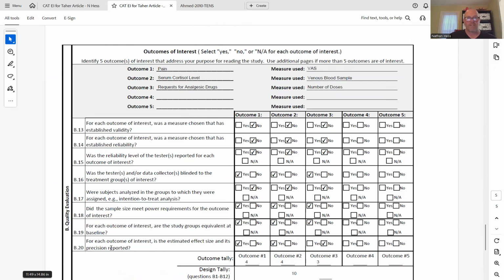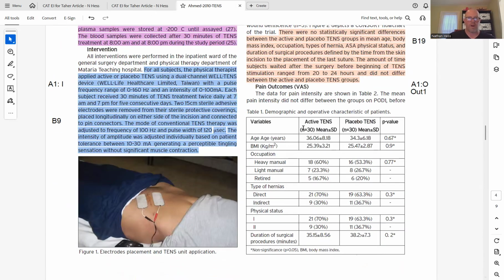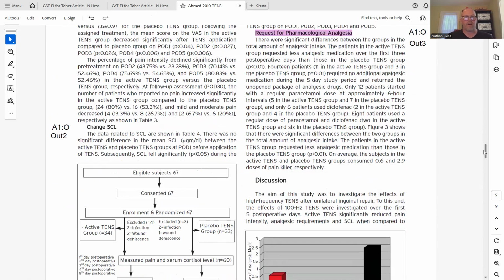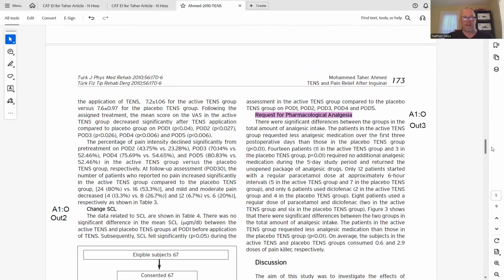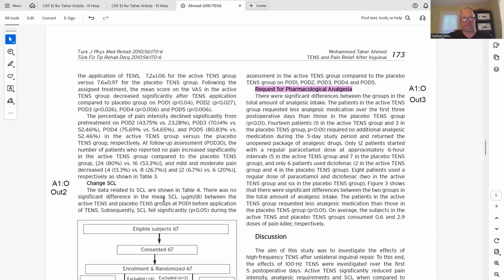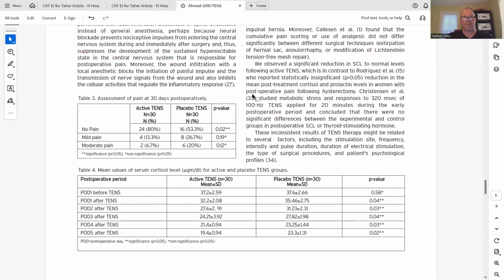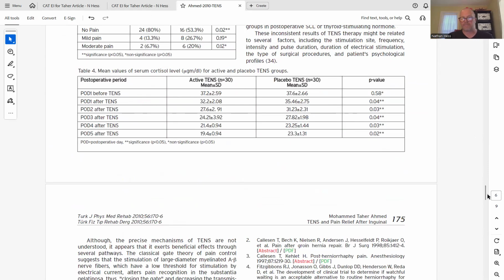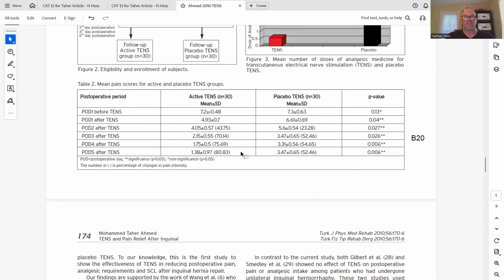For B20, for each outcome of interest, is the estimated effect size and its precision reported? So yes, they gave us some lovely charts here that talk about what happened with the TENS group. This is for VAS. With the change in cortisol level, they give us some numbers that go along with it, even though there's no significant difference. So they didn't really conclude too much there, but on table 4 here is where they did that. And you can see they have pluses and minuses, right? So they're giving us some data.